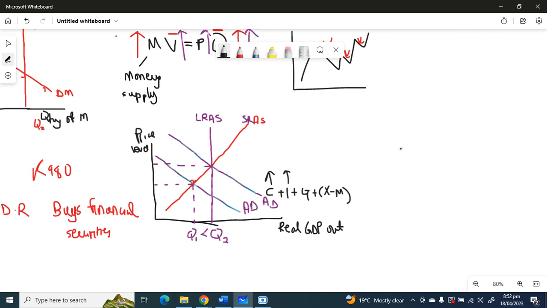Yes, any questions as I'm just putting the Phillips curve here. This tells us there's an inverse relationship between inflation and unemployment.